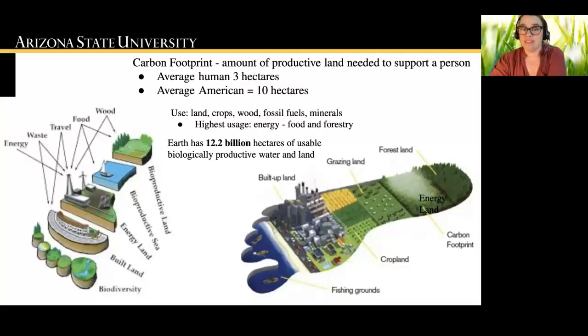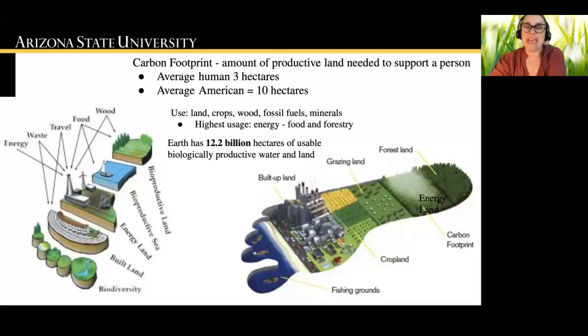If we look at this, the Earth has 12.2 billion hectares of usable, biologically productive water and land. We know there are 7.7 billion people on the planet. That's less than 2 hectares per person. We have to lower our impact on the Earth drastically if we are ever going to continue to leave an environment for our future generations.